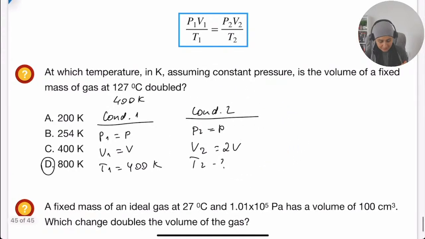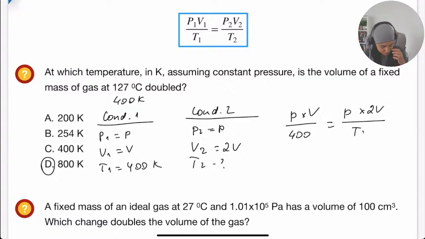Now let's plug everything in. So I'll just plug all the letters here. P1 is P, V1 is V, T1 is 400, equals P2 is P, V2 is 2V, and T2 is what I need to find. Yeah, that's T2. And then I rearrange it to find T2.